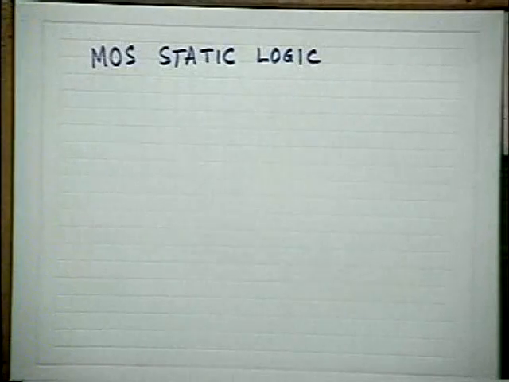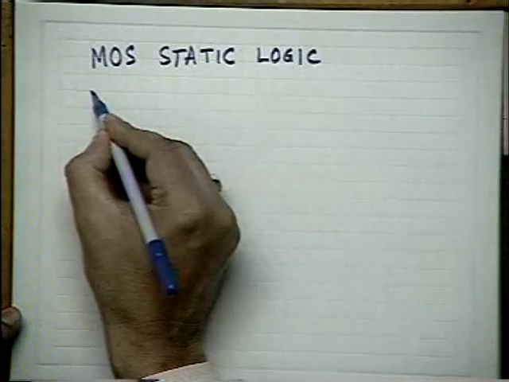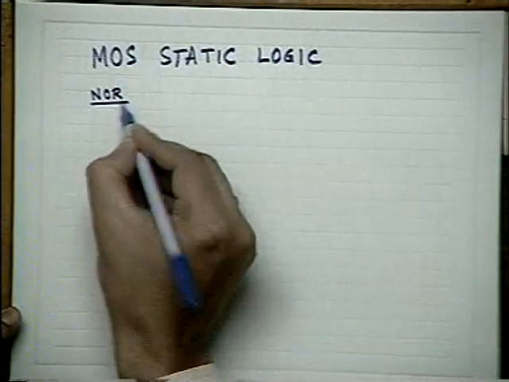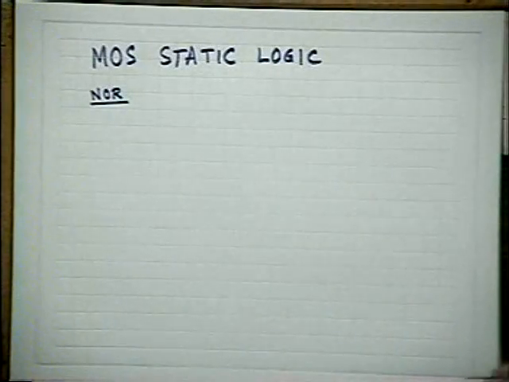We have discussed this stick diagram for describing a circuit, the MOS inverter circuit, in the last class, and today we shall apply the stick diagram approach to draw different logic gates using MOS inverters. For example, let us consider the standard NOR gate.